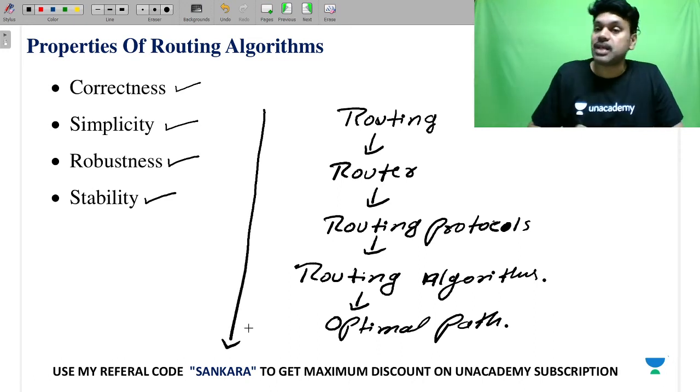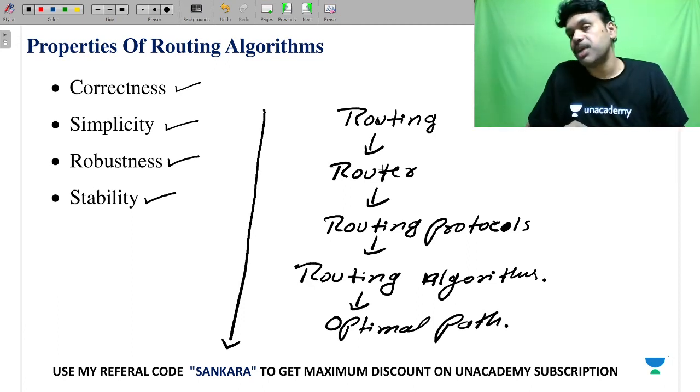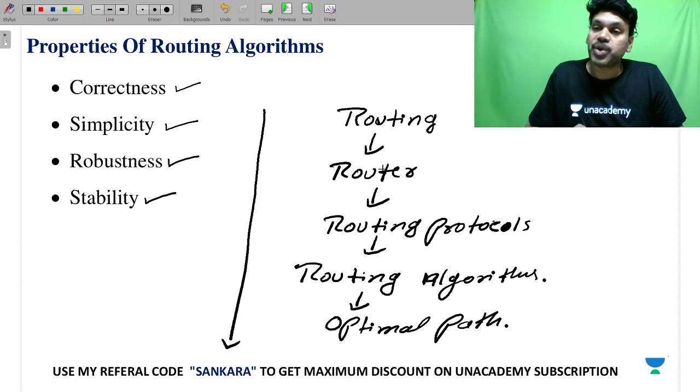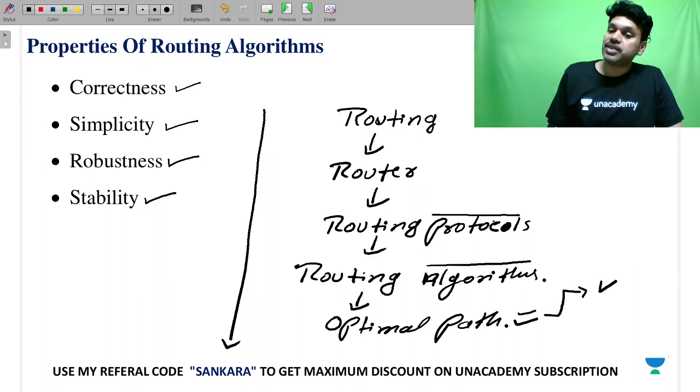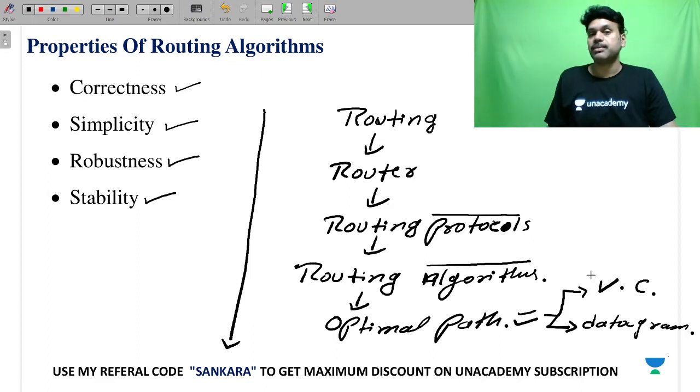So routing is a delivery mechanism from the internet layer which tries to construct the routing tables before the transmission of your data starts. That routing is done by a router, and before performing routing, a router implements protocols. These protocols further implement mechanisms known as routing algorithms, which form the optimal path for the entire session, meaning virtual circuits, and for every different packet, meaning datagram. This is our final objective.